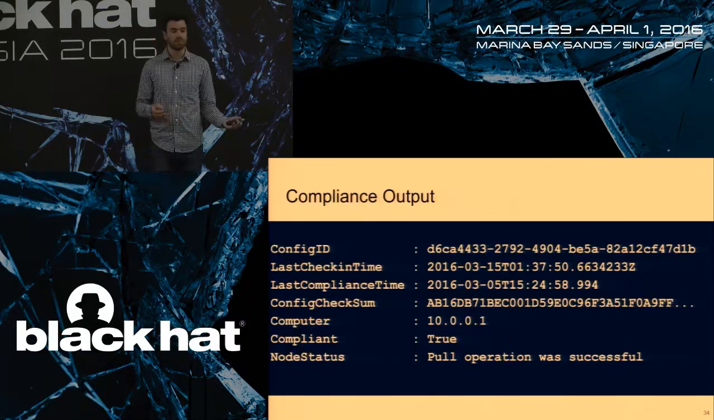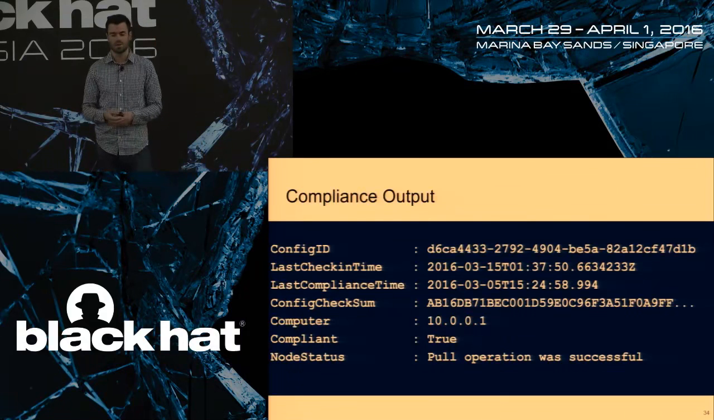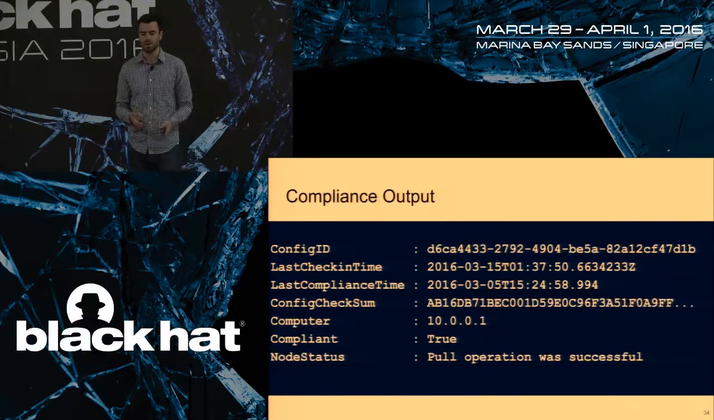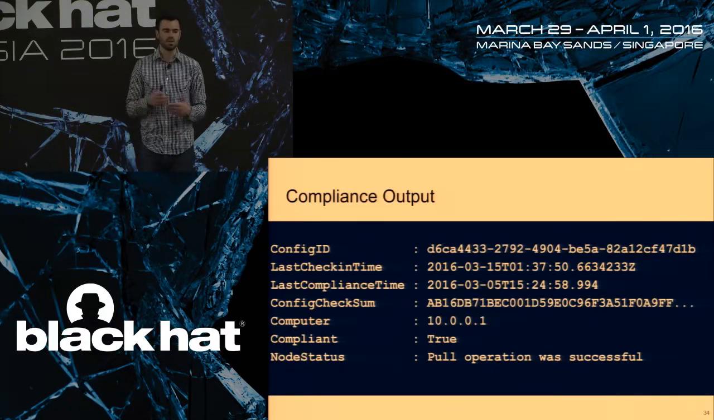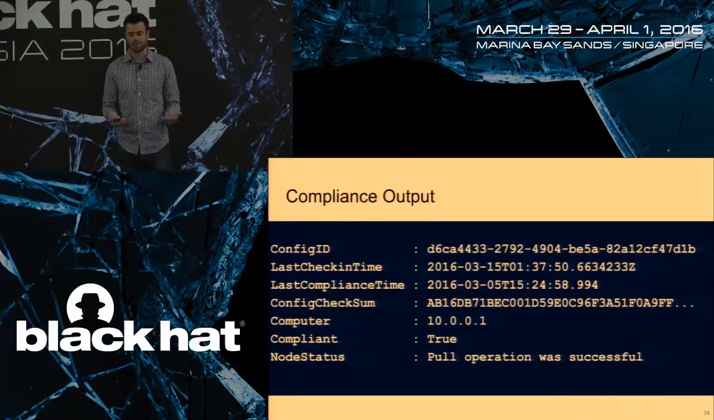It also gives you the last check-in time, so you can see the last time your victim actually checked back in, the last time it was in compliance. The checksum is just a hash check of the config ID. The computer is going to be an IP or domain name depending on how this is all set up. Then there's whether it's compliant, meaning if the last time it checked in it was actually in compliance, and then the status. When it tries to download the configuration, a status code is generated. We translate that for you and let you know what that means. So in this case, our pull operation was successful.